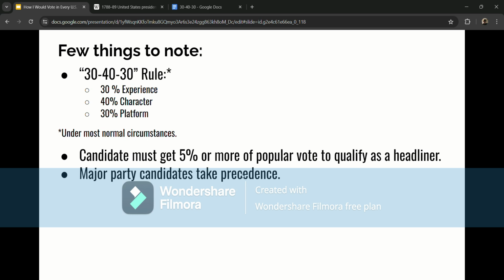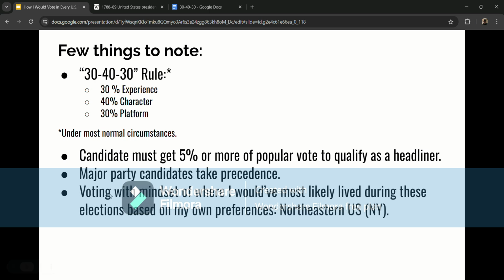So major party candidates take precedence in every single one of these elections. And I'm going to be voting with the mindset of where I would have most likely lived during these elections based on my own preferences. If I could live anywhere in the United States today, or if I would have had the chance to live anywhere in the United States at any point in time, where would I have chosen? For me, it would have been the northeastern United States. So we're talking right around the New England area, maybe a little south, somewhere between New Jersey, New York, Pennsylvania, stuff like that. Kind of roughly right around in that generalized area.